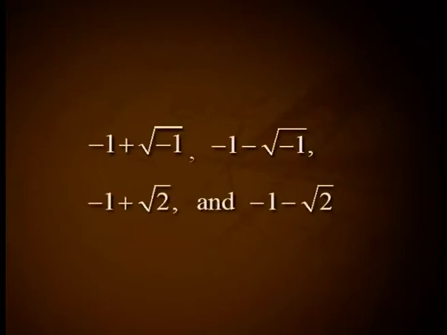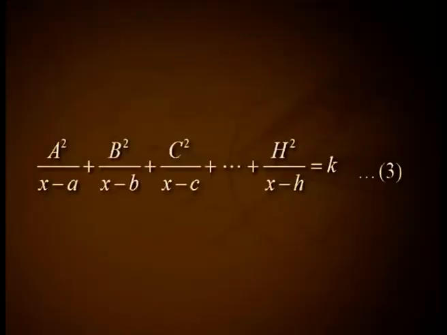Now, it can be seen that the quadratic equation x² + 2x - 1 = 0 has roots -1 ± √2. Hence, all the roots of the given polynomial equation are -1 + √-1, -1 - √-1, -1 + √2 and -1 - √2.